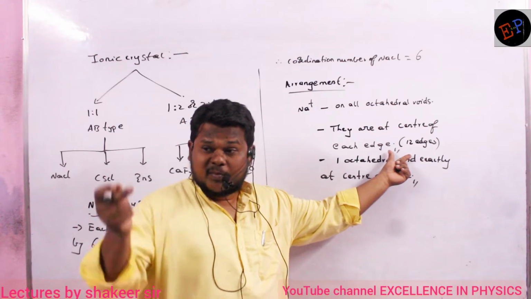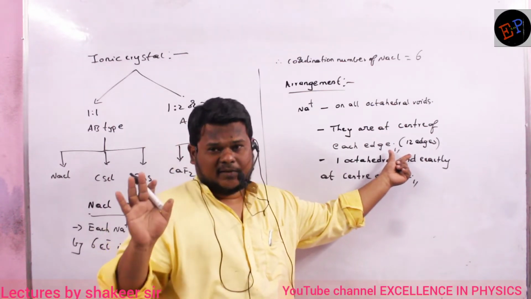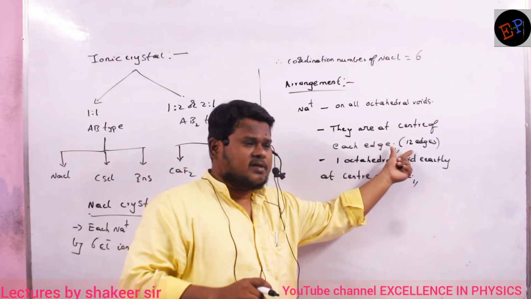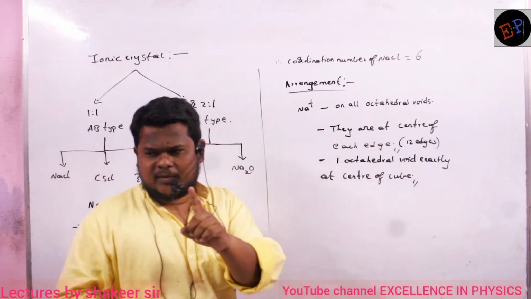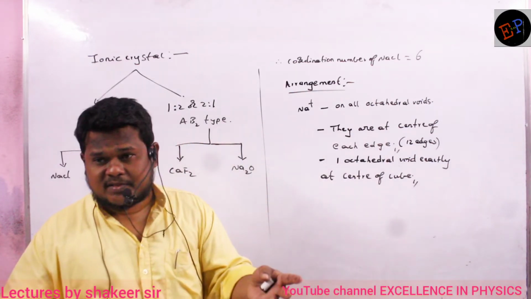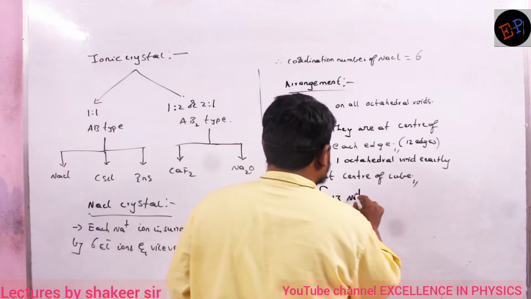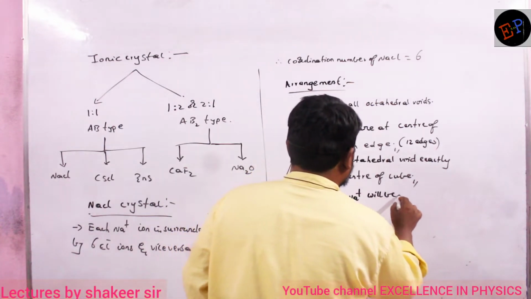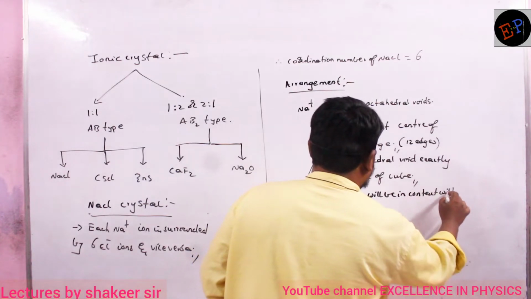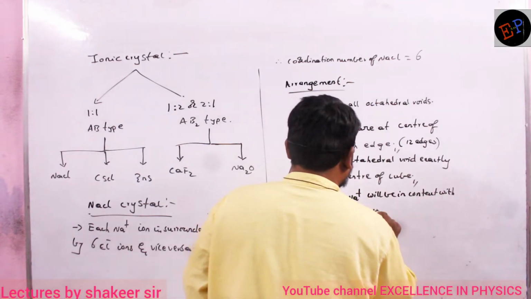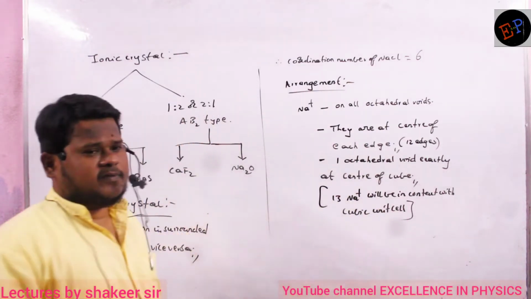I am not discussing by mass. I am talking about the total number of ions. The total number of ions is 12 because there are 12 edges. And at the center also, one Na+ will be present. So totally how many Na+? 13. So totally 13 Na+ will be in contact with the cubic unit cell. So this is the arrangement of Na+.